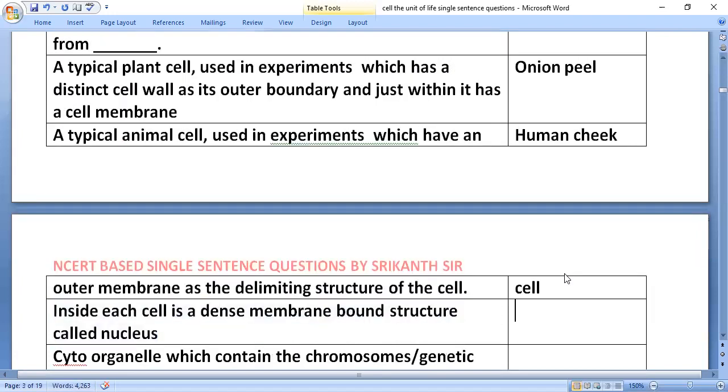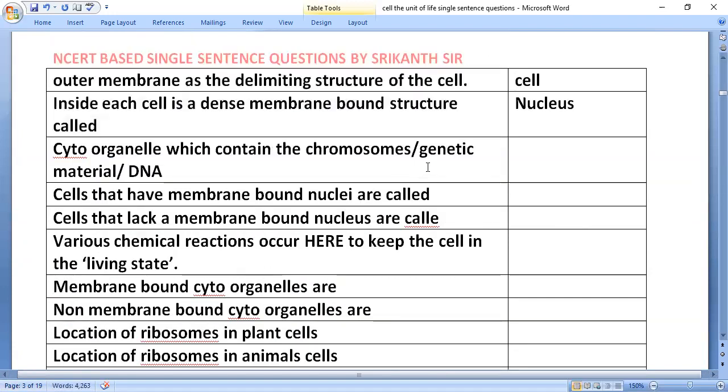Inside each cell is a dense membrane-bound structure called the nucleus. The cell organelle which contains the chromosomes, genetic material and DNA: nucleus. Cells that have a membrane-bound nucleus are called eukaryotic cells. Cells that lack a membrane-bound nucleus are called prokaryotic cells.